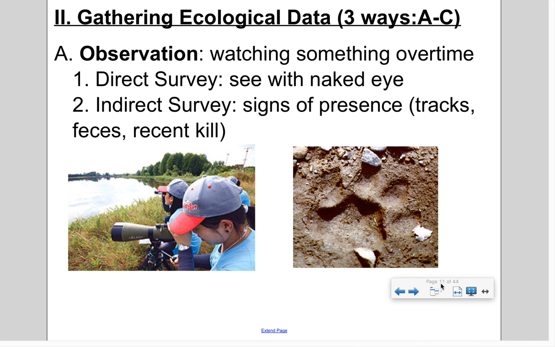Now, how do we study ecology? 3 ways, okay? A through C here. So A, the first way is observation, which means you just watch something over time. It could be a direct survey. Maybe you actually see the organism or the interaction with your eye, but it could also be an indirect survey, which means signs of presence. You're documenting tracks, or maybe feces, or a recent kill of an organism.